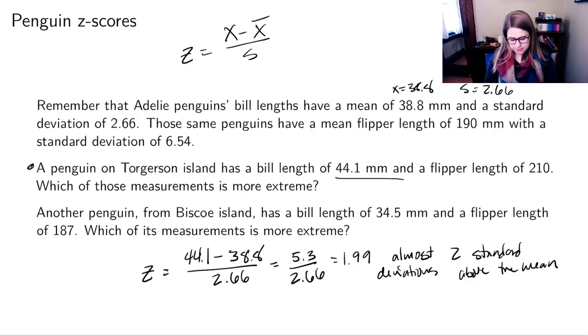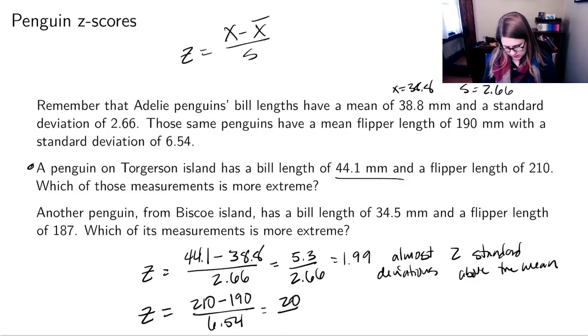And then I could see about its flipper length. Is its flipper length also extreme? Is it just a really big penguin? So let's find the z-score for its flipper length. Again, I'm going to put in its actual flipper length, 210, and then I'm going to subtract off the mean, which was this 190. And then I'm going to divide by the standard deviation of 6.54.